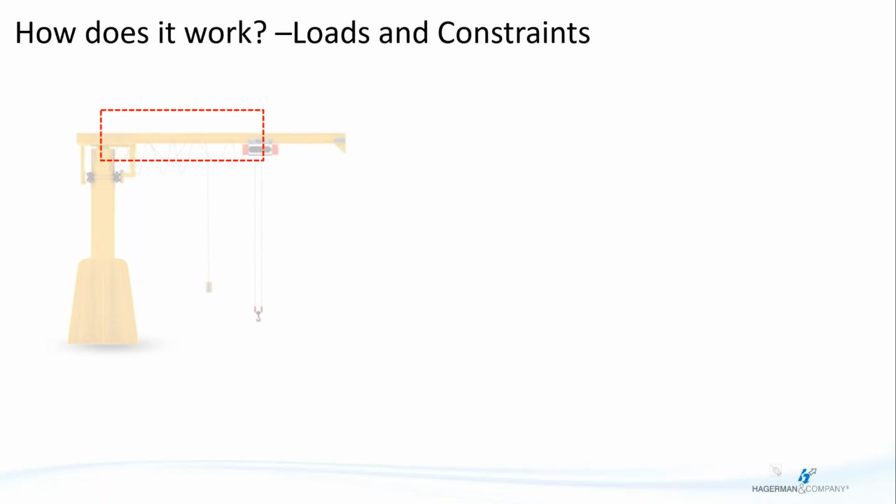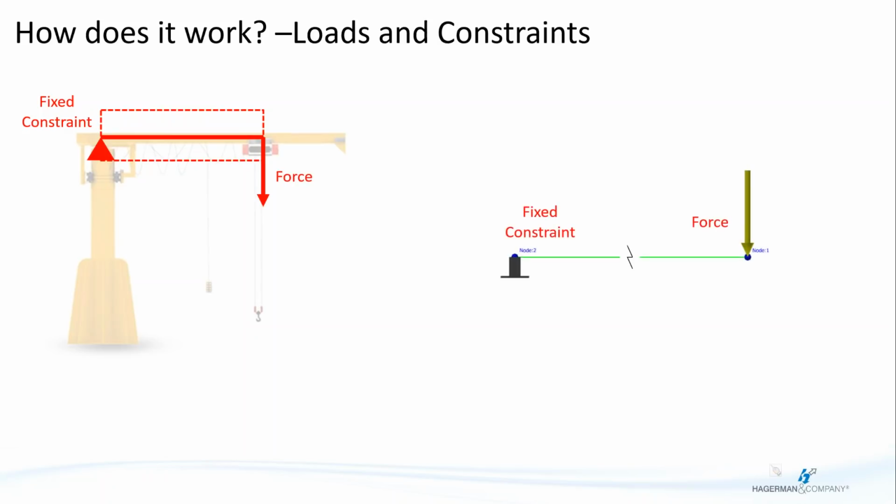For instance, I'll ignore the main support and replace it with a fixed constraint at the left end of my beam. This just means that the left end is not allowed to move. I placed it on the boundary of my analysis, which is why you'll hear them referred to as boundary conditions sometimes. I'll replace the hoist with a force that represents the load applied by the hoist onto my boom. Notice that it's also on the boundary. The resulting FEA model will look something like this, and that's the idea.